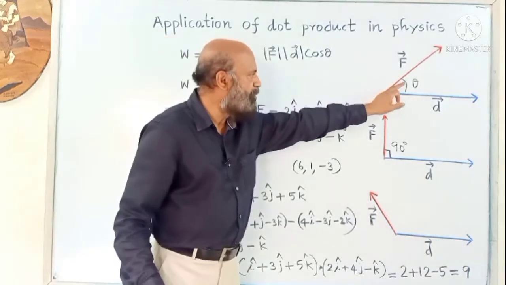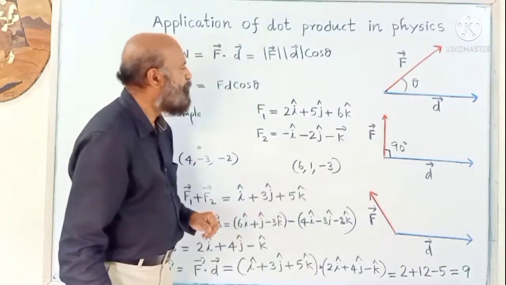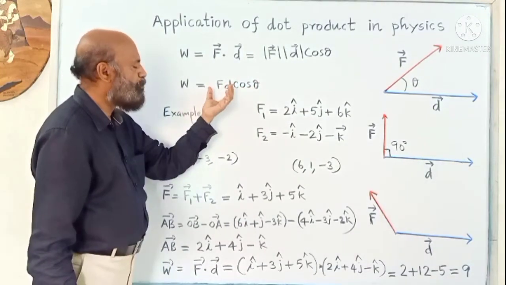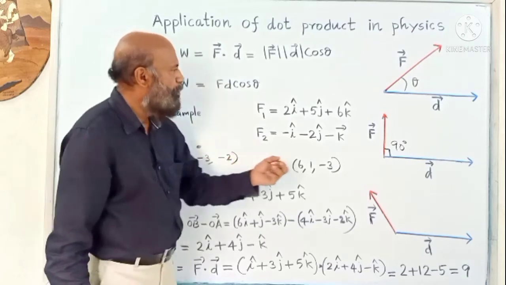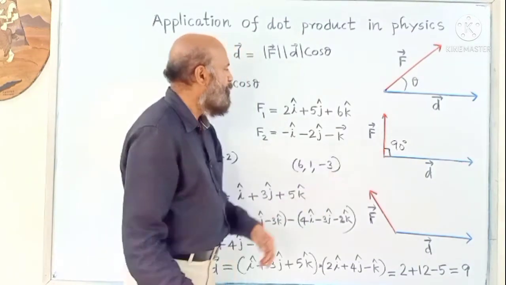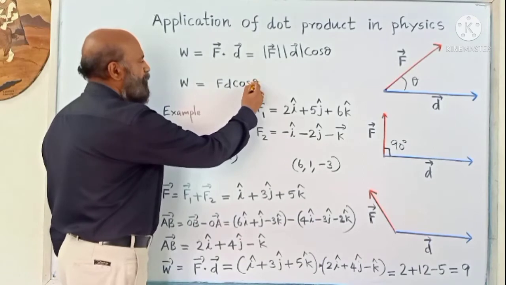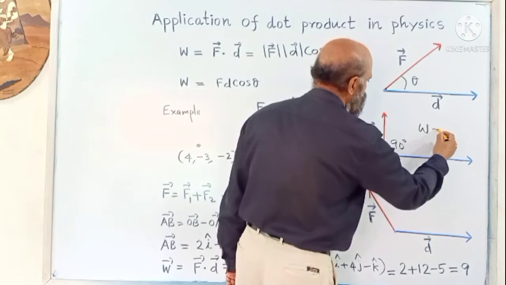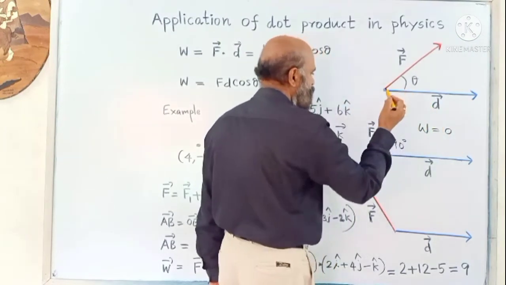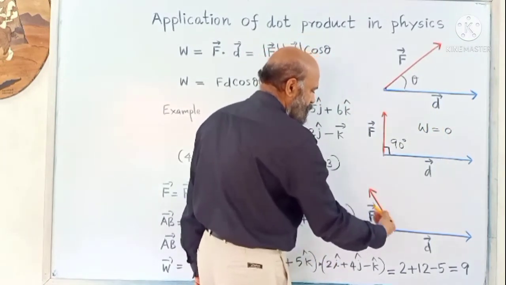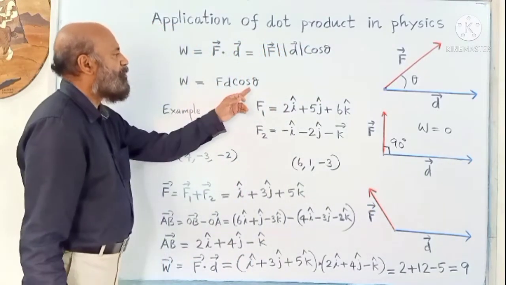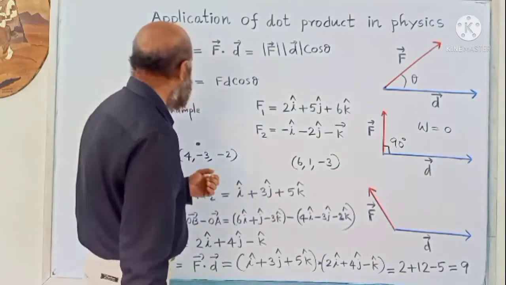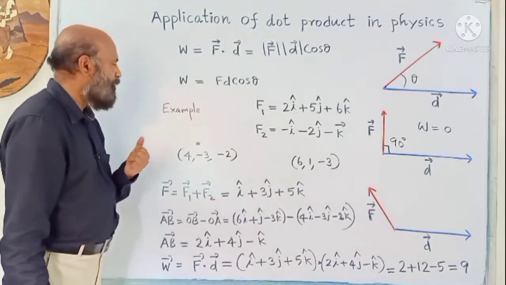Here theta is less than 90 degree, so cos theta will be positive, so work done is positive. Here 90 degree, cos 90 is 0, so work done will be 0. Here more than 90, then cos theta will be negative, so work done can be negative. Now let us see one example.